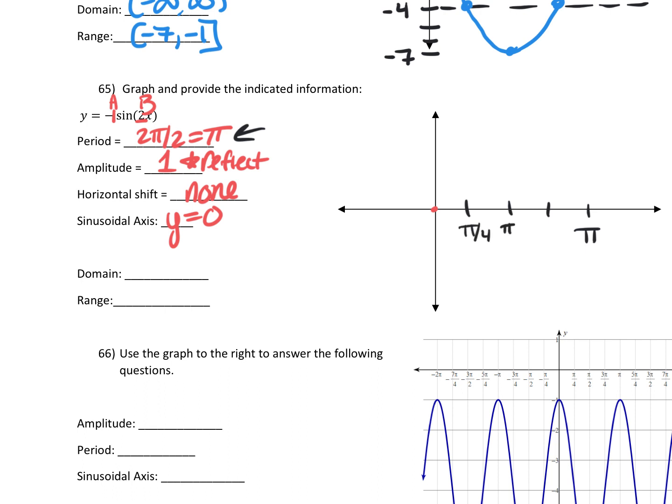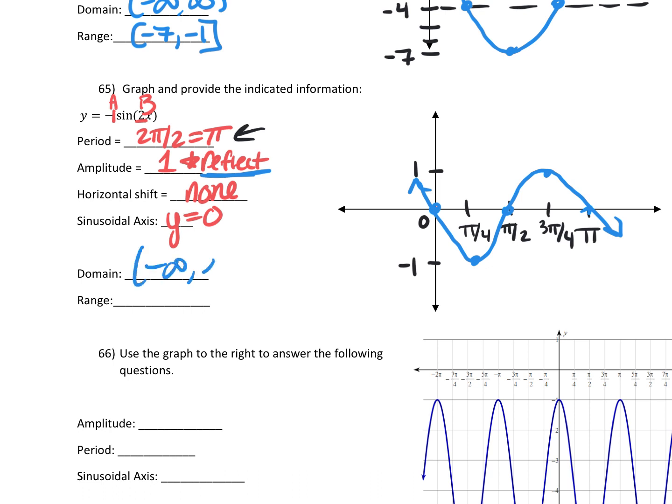So that means my scale is going to change to represent quarters instead of halves. My sinusoidal axis is at 0, but I have an amplitude of 1. So no vertical shift. Sine starts in the middle, goes to the max normally, but now we have a reflection. So instead of going to the max, I'm going to go to the min, middle, max, middle. Again, domain always -infinity to infinity, min to max for my range.